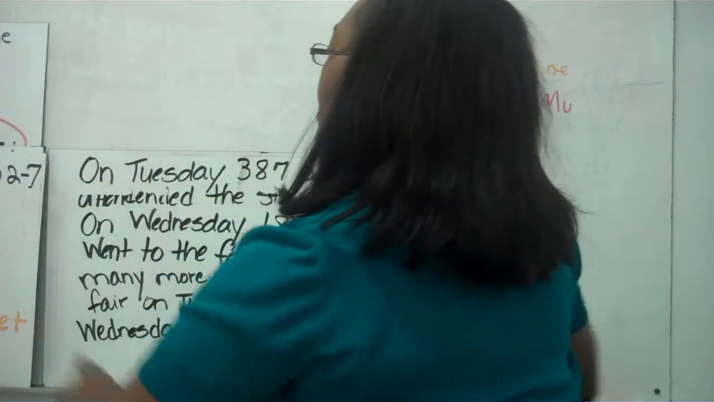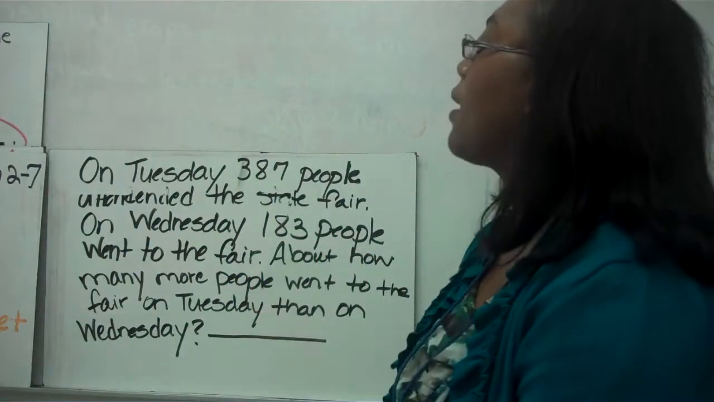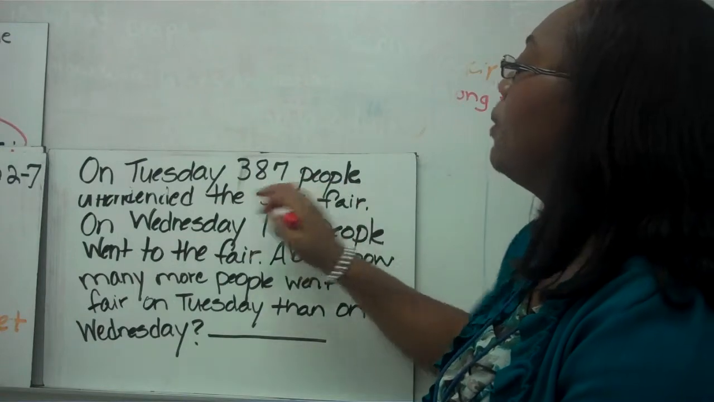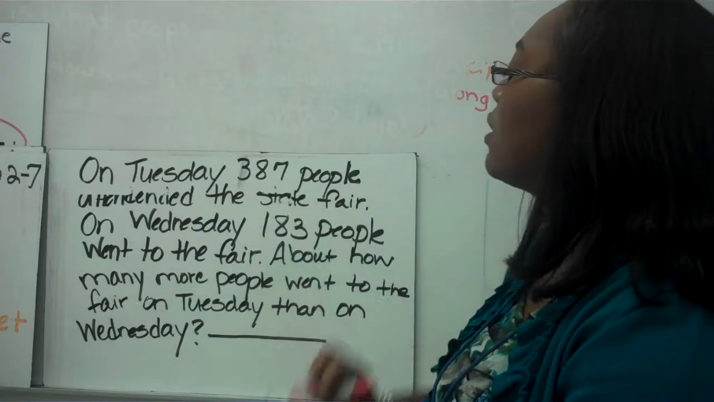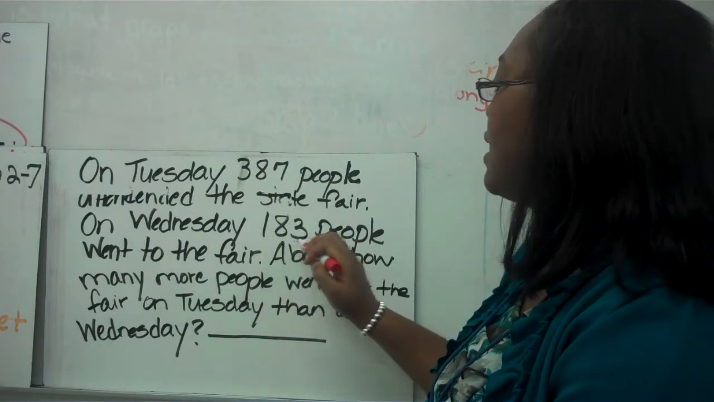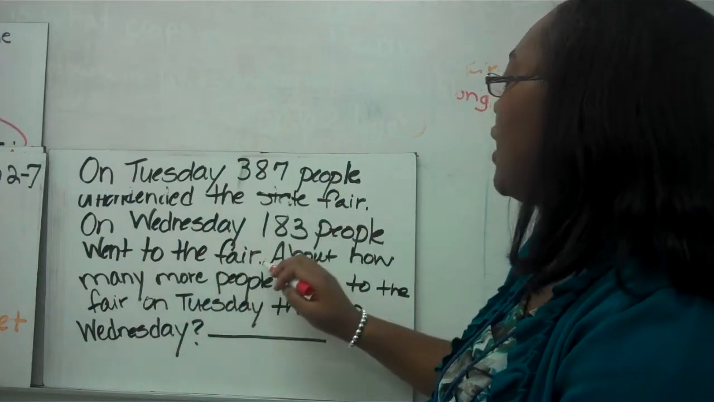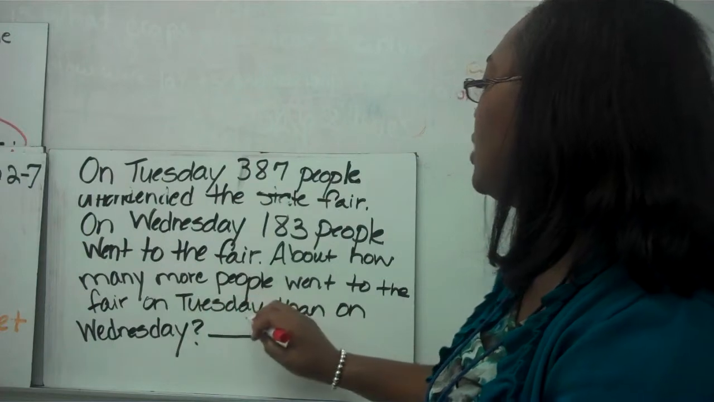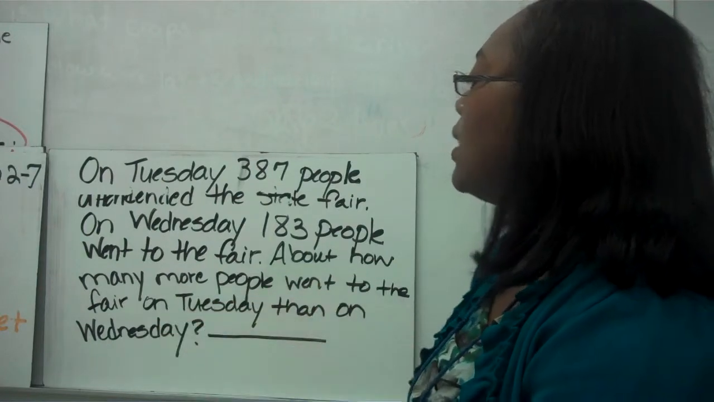Now let's look at estimating in a word problem. Let's look at our example. It says, on Tuesday, 387 people attended the state fair. On Wednesday, 183 people went to the fair. About how many more people went to the fair on Tuesday than on Wednesday?